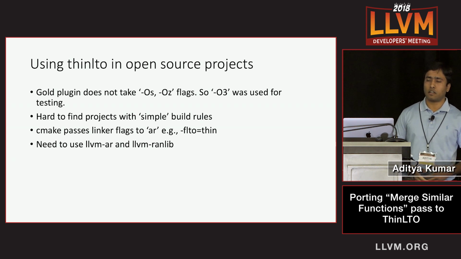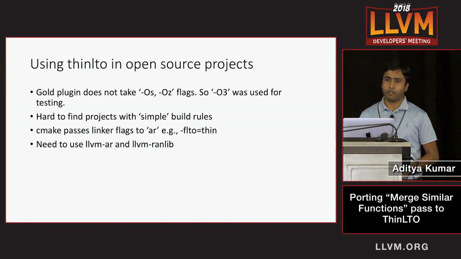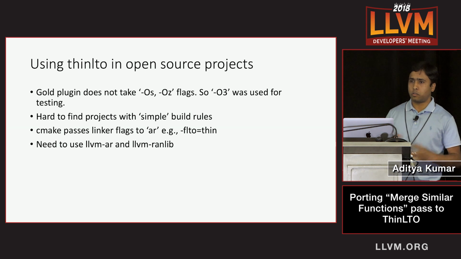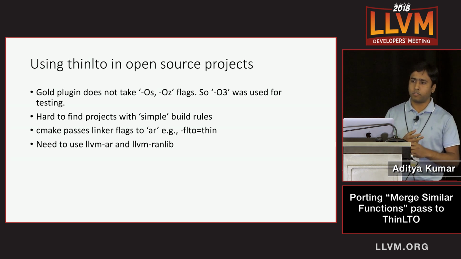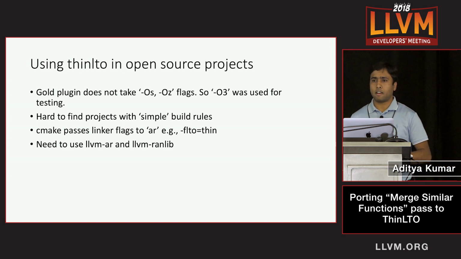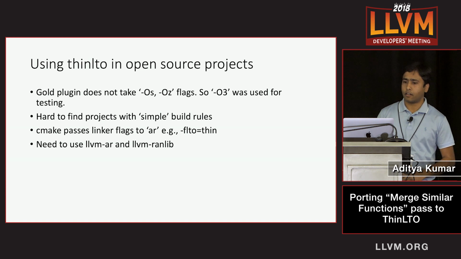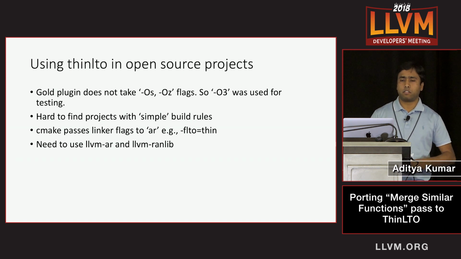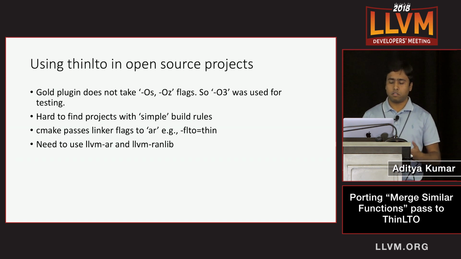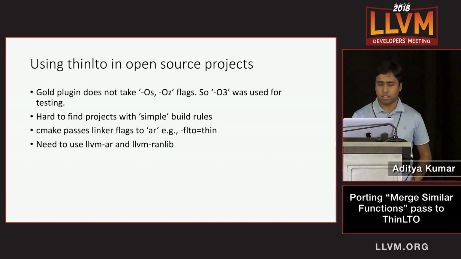The archiver complains that it doesn't recognize the -flto=thin flag, and it will just error out. So I had to add a wrapper, llvm-ar.sh, which will just remove the -flto=thin flag and pass the remaining flags to the LLVM archiver. It might be helpful to change the build system as well, but depending on the use case, you may resort to these kinds of small tricks.